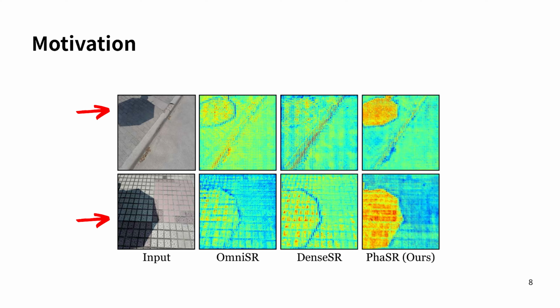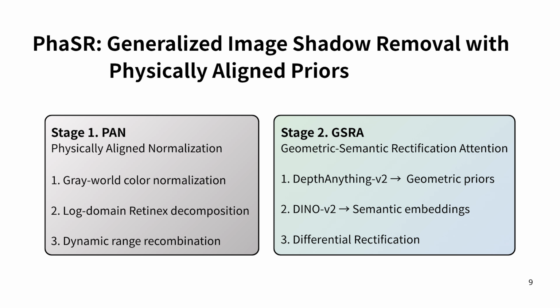This motivates us to better couple the model with these priors at multiple levels and generalize beyond single light to multi-source ambient lighting scenarios. We propose PhaSR, addressing the problem from two levels. At the input level, inspired by intrinsic decomposition and Retinex theory, which assumes an image can be decomposed into reflectance and illumination components, PAN separates illumination-related components from the input image, bringing shadow region pixels closer to well-lit regions. At the feature level, GSRA uses cross-modal differential attention to align geometric and semantic priors with the network's internal representations, enhancing object appearance understanding and geometry awareness for more precise shadow localization.